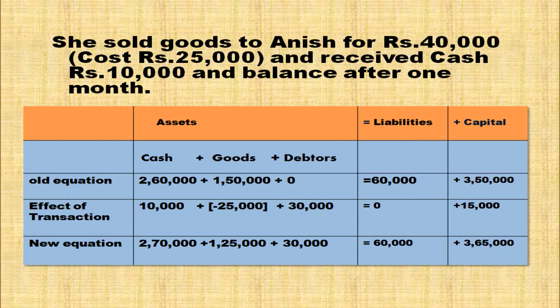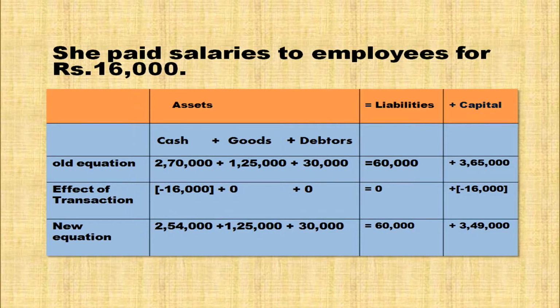2,70,000 plus 1,25,000 plus 30,000, and on the liability side, liabilities 60,000 plus capital 3,65,000. So the accounting equation is satisfied here also. Then paid salaries to employees for rupees 16,000. When salaries are paid, cash is going from the business, from the capital it is going. So in the cash column you have to deduct 16,000. In the capital also you have to deduct 16,000.